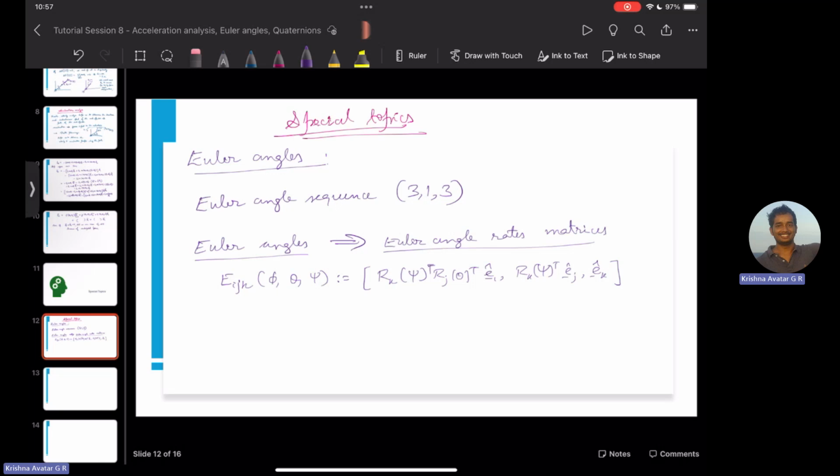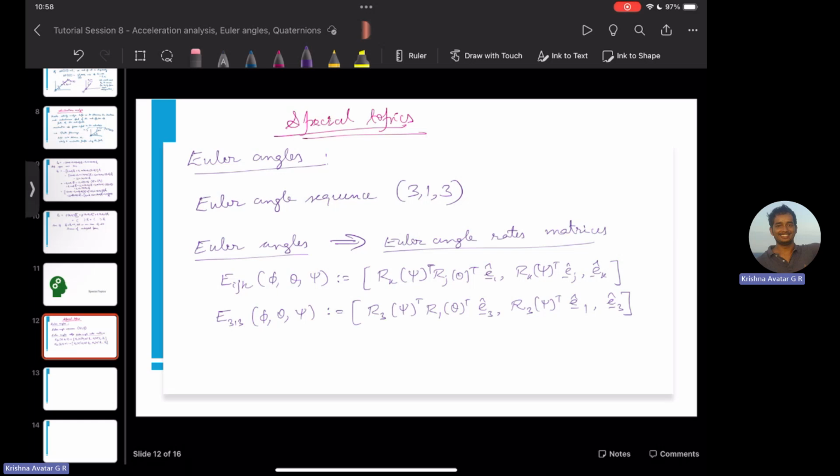So for our sequence, we have E313. It means that i is equal to 3, j is equal to 1, and k is equal to 3. So we have R3 with a rotation psi, R1 theta transpose, and then E, and i is 3. Right? So R3, Ei3. And here we have Rk is 3, psi transpose, Ei, j is 1. So this is what we are talking about.